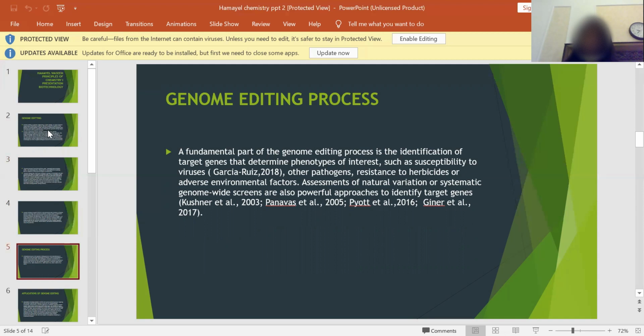Now we'll discuss the genome editing process. A fundamental part of the genome editing process is the identification of target genes that determine phenotypes of interest, such as susceptibility to viruses and other pathogens, resistance to herbicides, or adverse environmental factors. Assessments of natural variation or systematic genome-wide screens are also powerful approaches to identify genes.